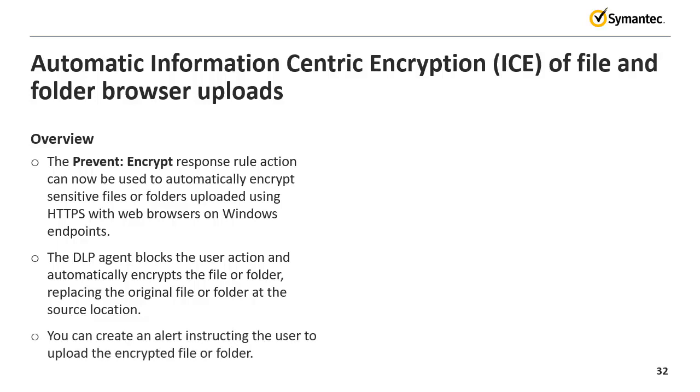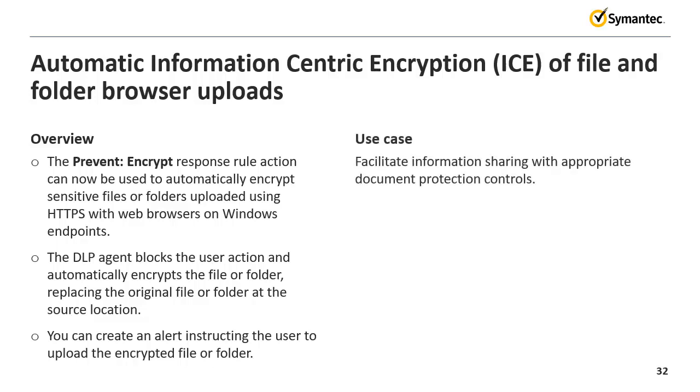When you configure the Prevent Encrypt action on the Enforce Server administration console, you can create an alert that informs the user to upload this encrypted file or folder. Note that this feature requires you to deploy the ICE utility to view and manage user access to protected files. This new feature enables organizations to facilitate information sharing with appropriate document protection controls.